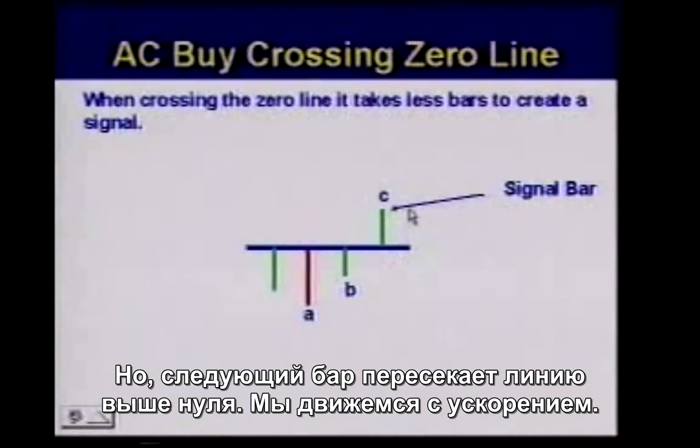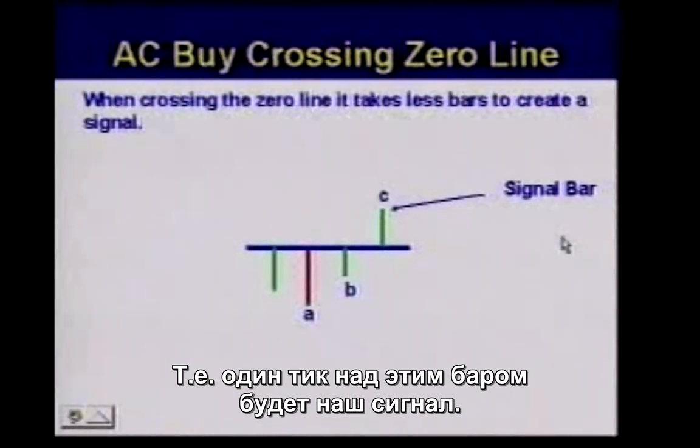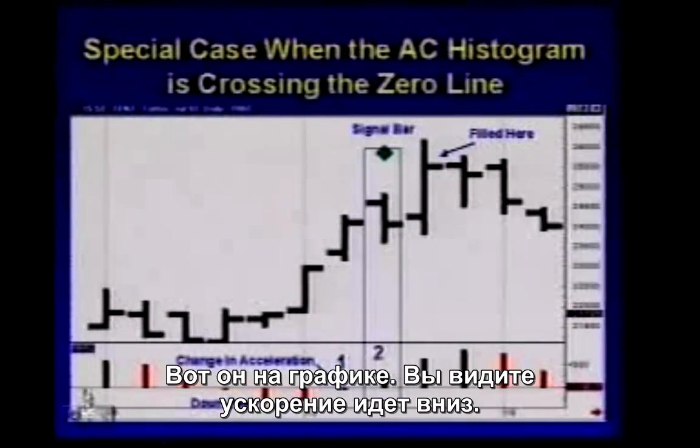So now we are going with acceleration. It's easier to buy. This will now meet the requirement. So 1 tick above the high of that bar will be our signal. Here it is on the chart.